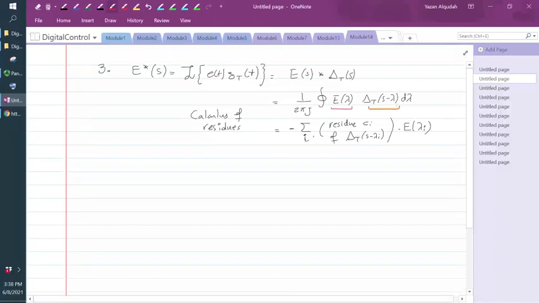So that is going to give me, by the same logic using the calculus of residues, the summation of the residue Ci of delta of S minus lambda i multiplied by E of lambda i. Now this Ci is coming again from the residue of delta, not from E of lambda. Okay, so how do we simplify this expression? To simplify it, let's calculate what this delta T is.